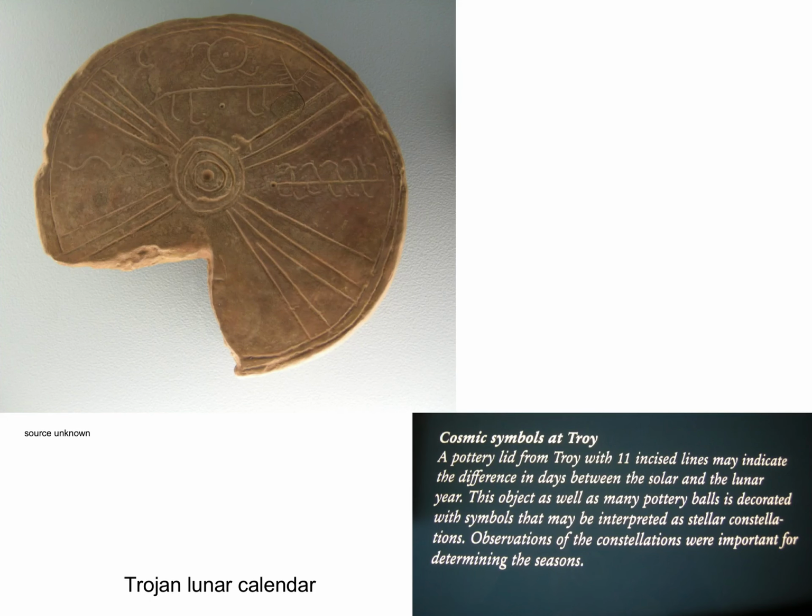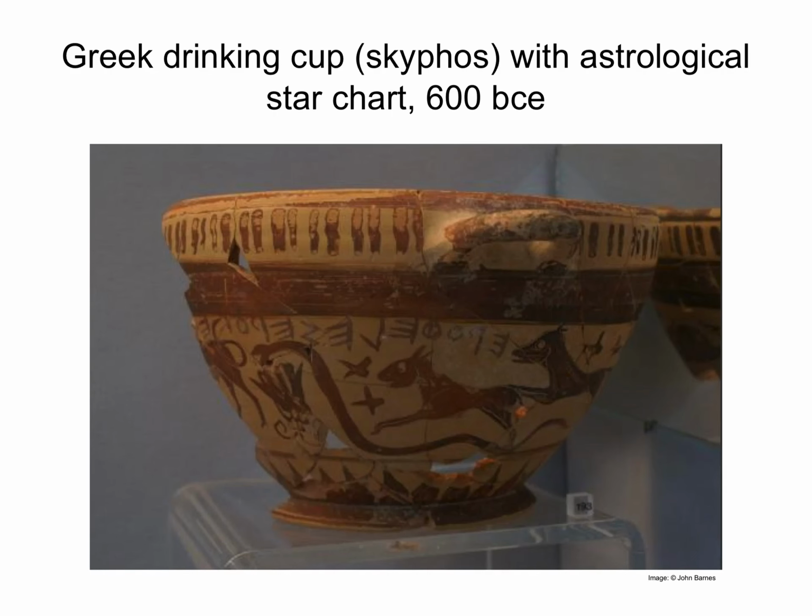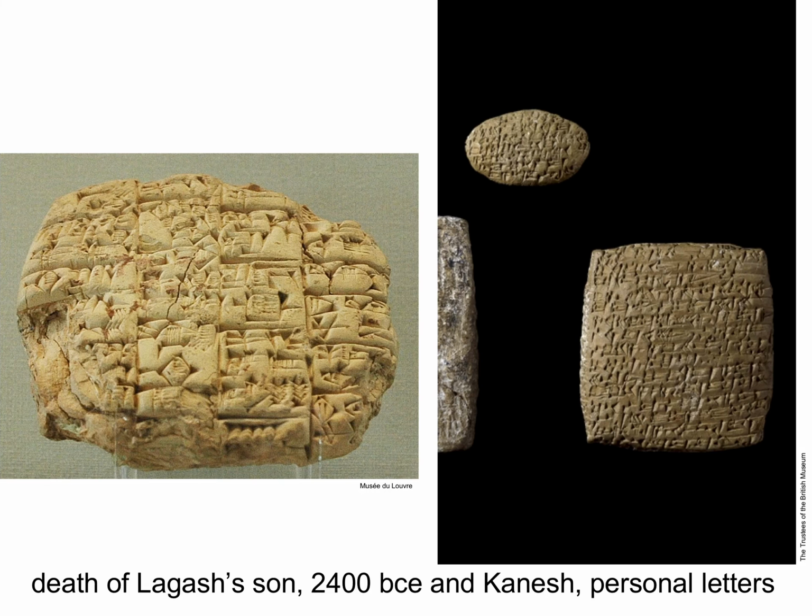A Trojan lunar calendar, a drinking cup with astrological star charts from 600 BCE. All kinds of documents are found in cuneiform tablets, like the death of Lagash son and, from Kanesh on the right, a personal letter.